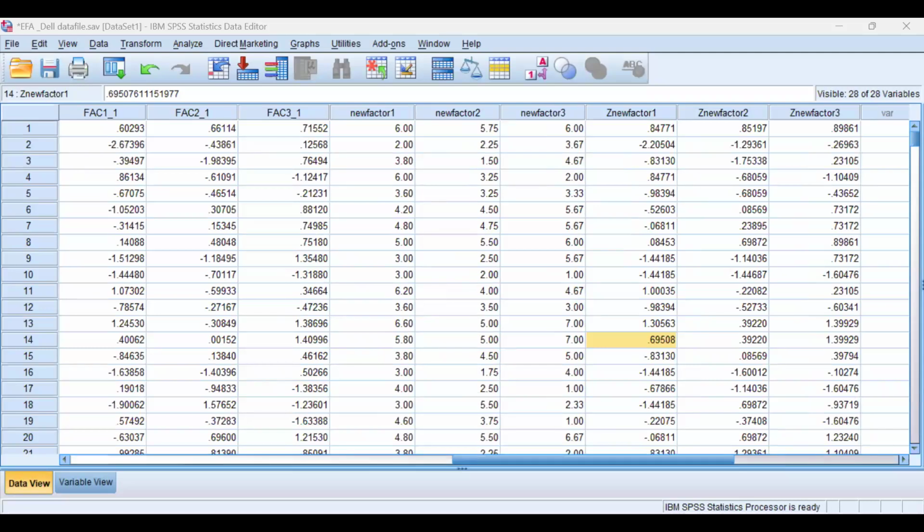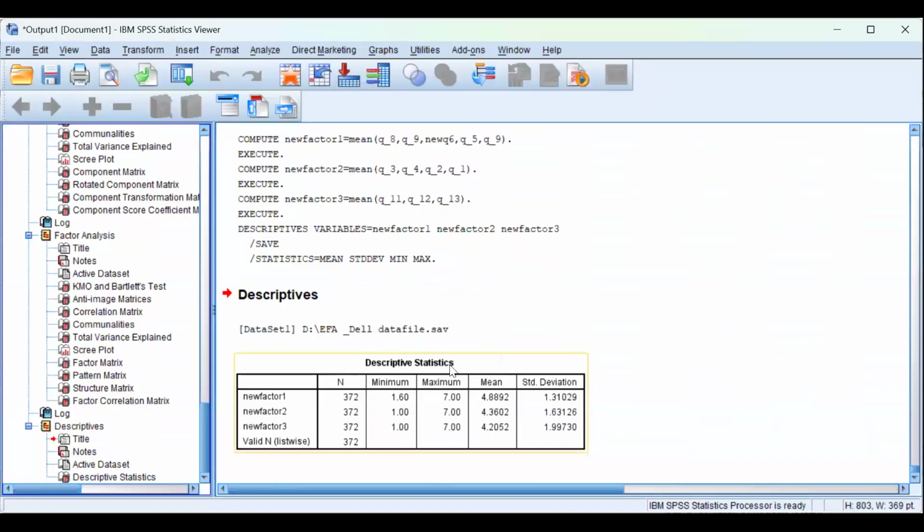Can you see the output sheet? No, ma'am, we cannot. Can you see the new factor 1, 2, 3? I have just calculated the mean values, right? 4.8, 4.3, 4.2. Right now, actually what I'm trying to tell you here is that when you are running an EFA, you can have one objective, like, for example, to determine the level of awareness towards technology adoption.